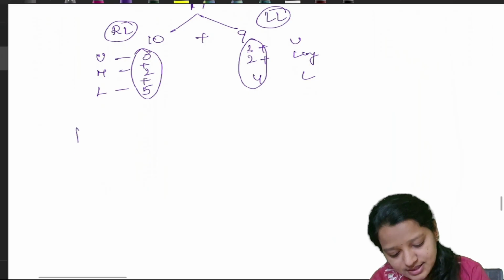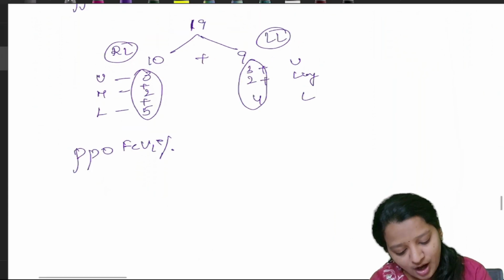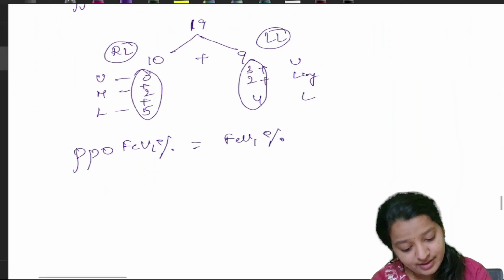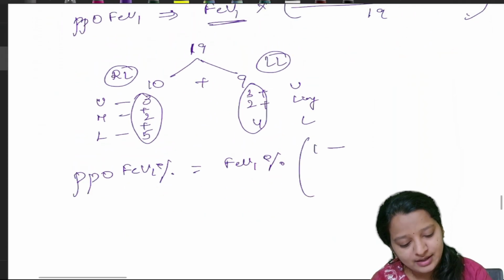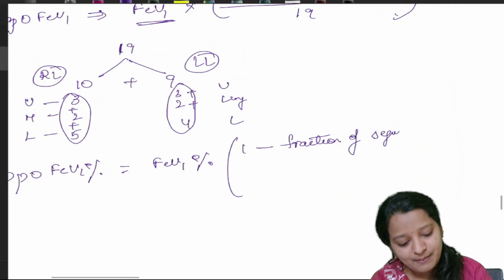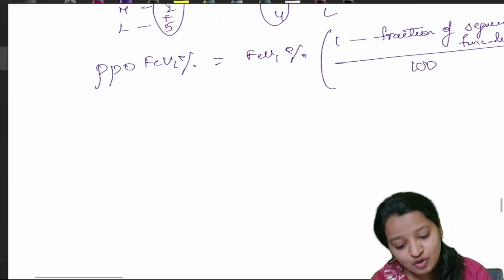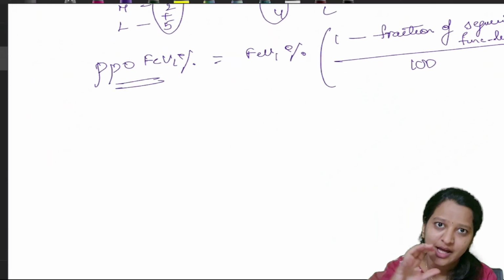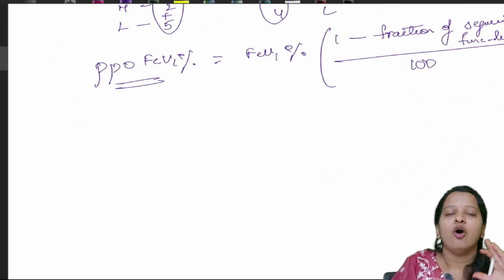And here is another concept called post-operative predictive FEV1 percentage. Okay. So how to calculate this is: pre-operative FEV1 percent, here it is FEV1 percentage, into 1 minus the fraction of segments of functional lung removed, by 100 because it is a percent, right? So why is this useful? We have to see if this post-operative predictive FEV1 percent is less than 40 or greater than 40.